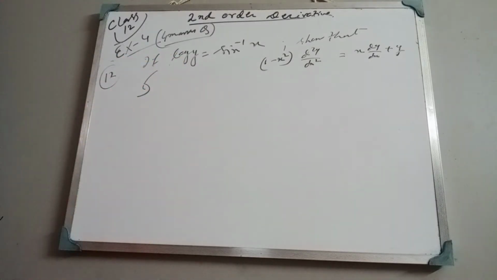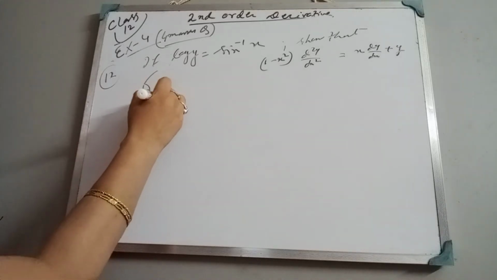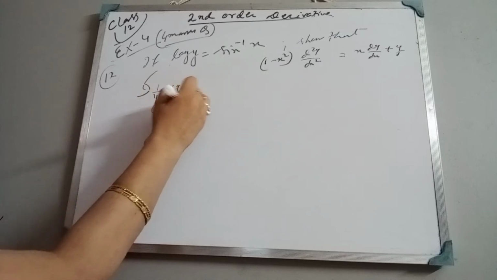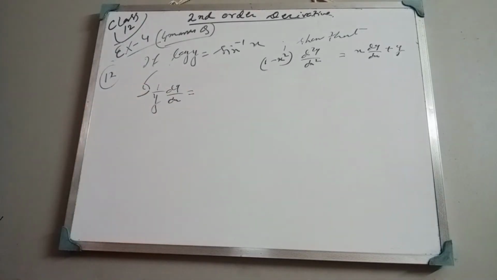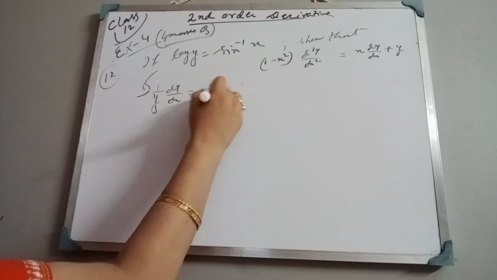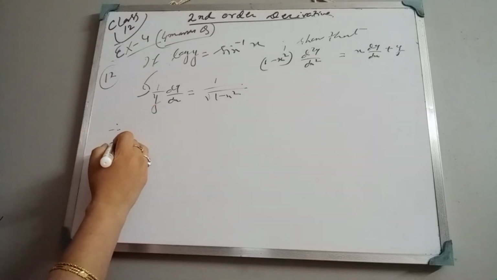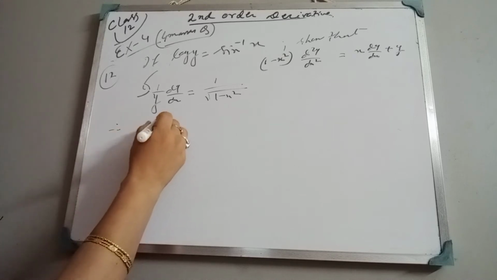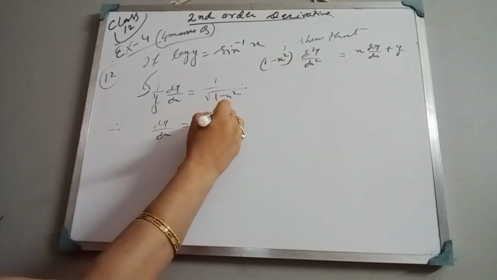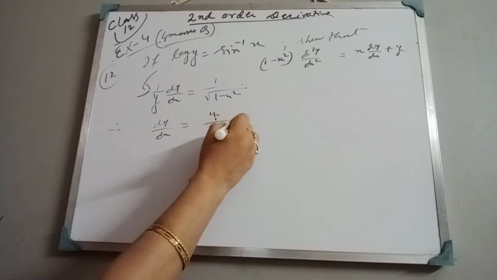The solution: log y equals sine inverse x. Differentiating both sides with respect to x, we will get 1 by y dy dx, and d dx of sine inverse x, we know, is 1 by square root of 1 minus x square. So dy dx means this. Now squaring both sides, what we will get? Let us write dy dx is equal to y by square root of 1 minus x square.